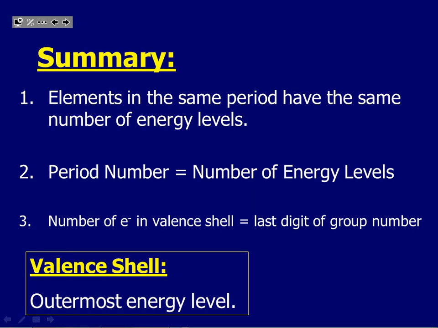So the number of electrons in the outermost shell, the valence shell, is equal to that last digit in the group number. Or just count in from the side. Right? Again, phosphorus. 1, 2, 3, 4, 5. 5 electrons in that outer shell.